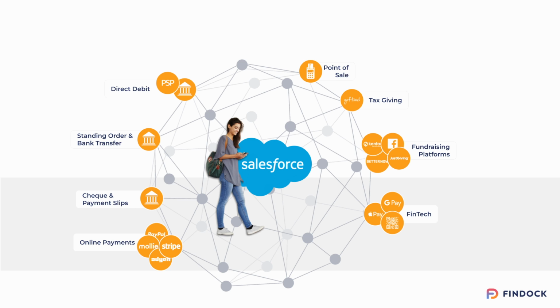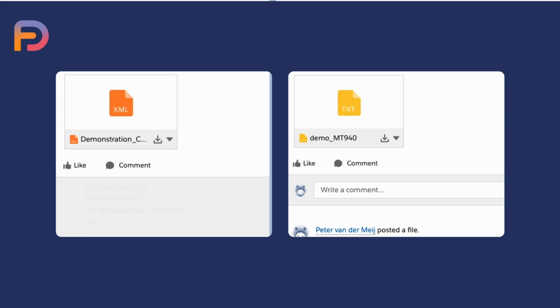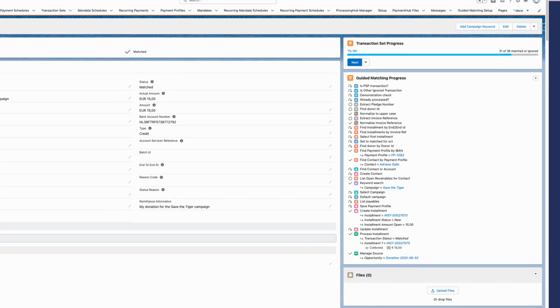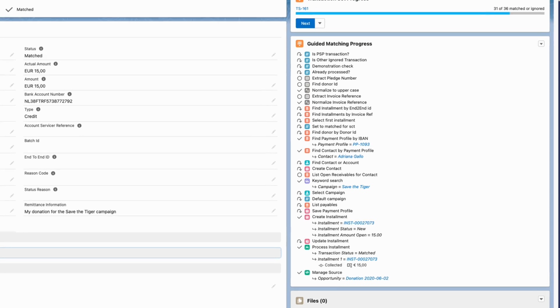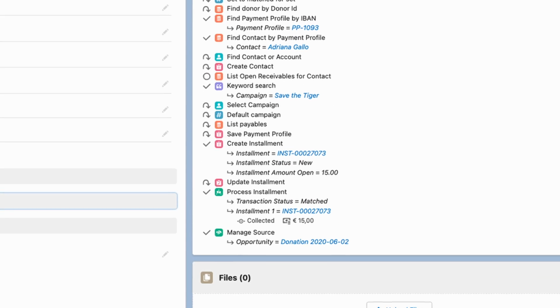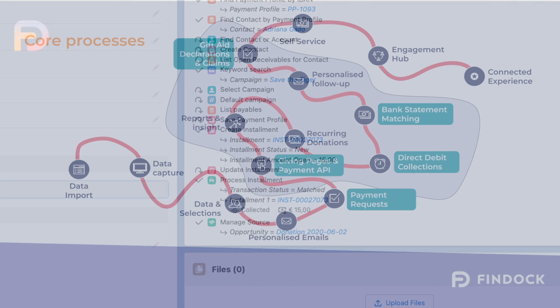To really complete the customer 360, all of this data needs to be matched and reconciled with Salesforce and turned into CRM data. Using automated bank file recognition and parsing, combined with a comprehensive and flexible matching engine, FinDock's guided matching functionality helps customers process all kinds of externally processed transactions into CRM data.